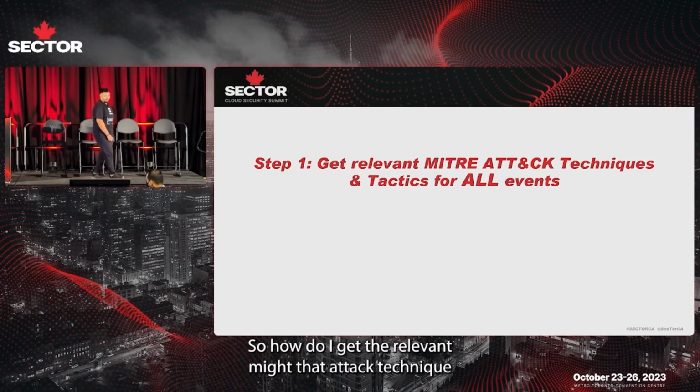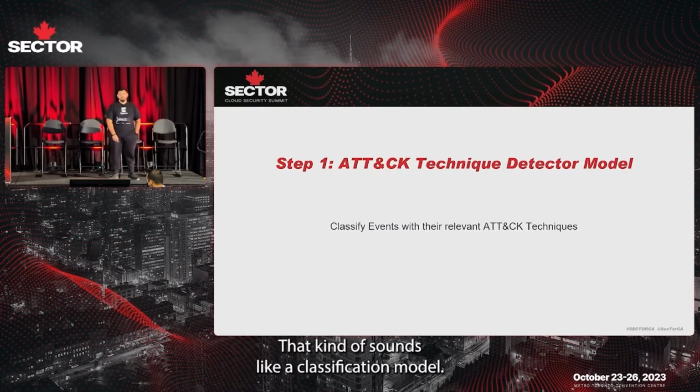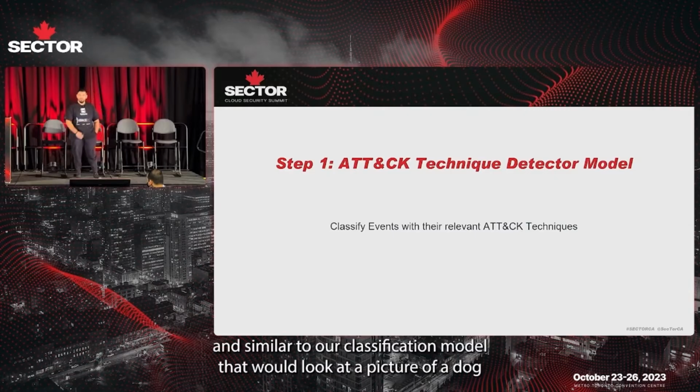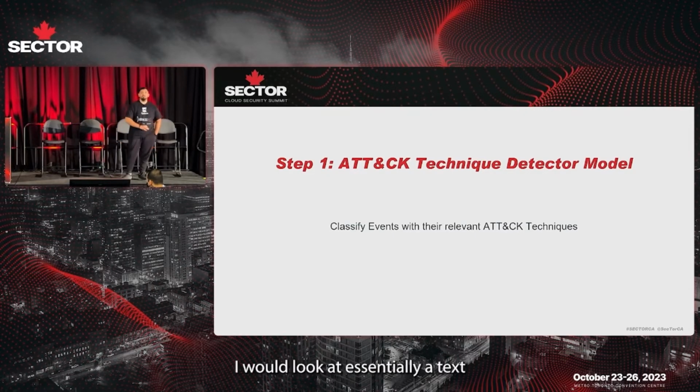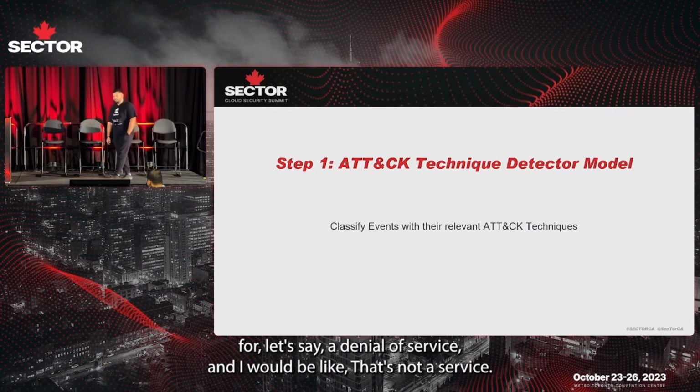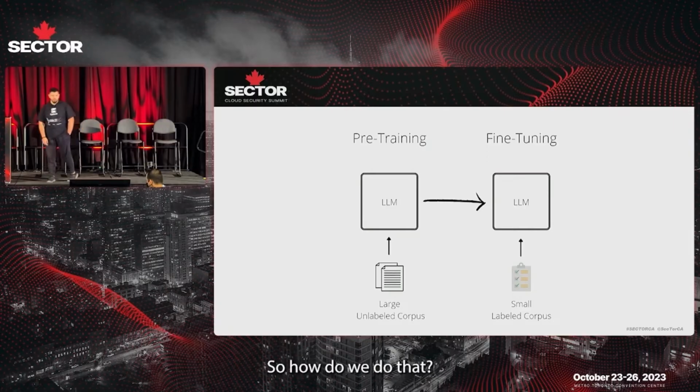So how do I get the relevant MITRE ATT&CK technique and tactic for all of my events? That kind of sounds like a classification model. So just look at the text. And similar to our classification model that would look at a picture of a dog and say that's a dog, I would look at essentially a text for, let's say, a denial of service, and I would be like, that's a denial of service. So how do we do that?